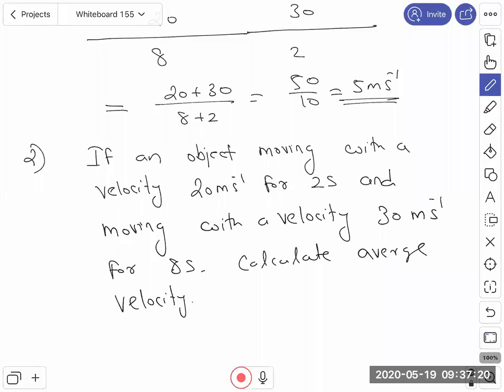But in this one, speed is given, not distance. An object moving with a velocity of 20 meter per second and with a velocity of 30 meter per second for 2 seconds and 8 seconds. Calculate the average velocity. 28 meter per second. Yes, 28 meter per second.